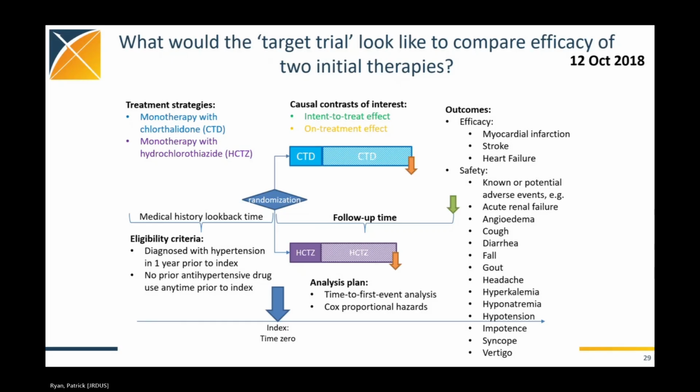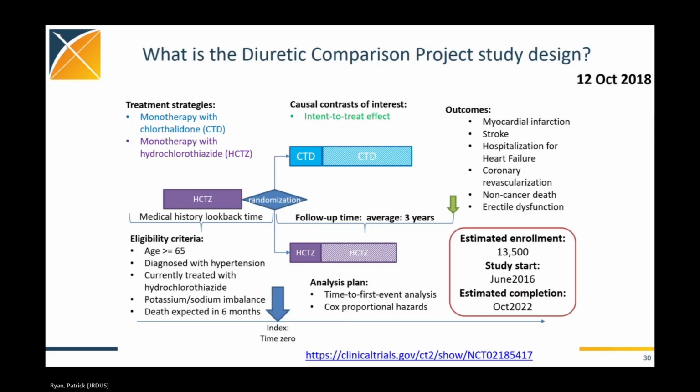So instead, what we use is propensity score adjustment, where we create a prediction model that predicts which patients got chlorthalidone and which patients got hydrochlorothiazide on the basis of their medical history data. And then we match them on their baseline likelihood of those treatments.